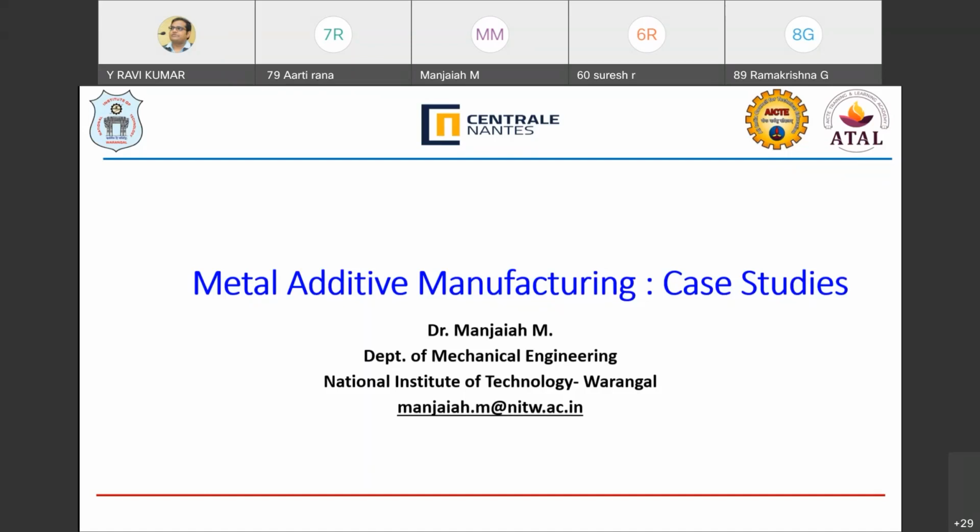These case studies I am going to discuss, and give more insights into metal additive manufacturing. What are the difficulties? What are the problems when you are manufacturing, and how to address those problems? We are going to discuss those in more aspects of the metal additive manufacturing process.